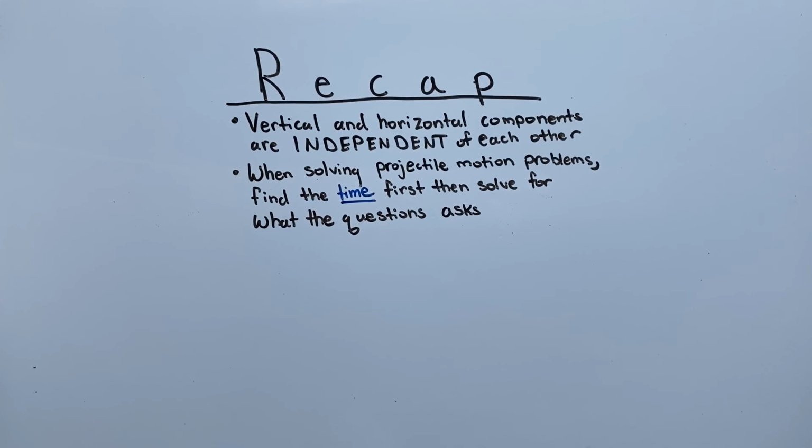So in recap, vertical and horizontal components are independent of each other. For instance, you cannot plug in an initial vertical velocity for an initial horizontal velocity. And my advice for solving projectile motion problems is to first find the time, then solve for what the question asks, because time can be used for both the vertical and horizontal kinematic equations.